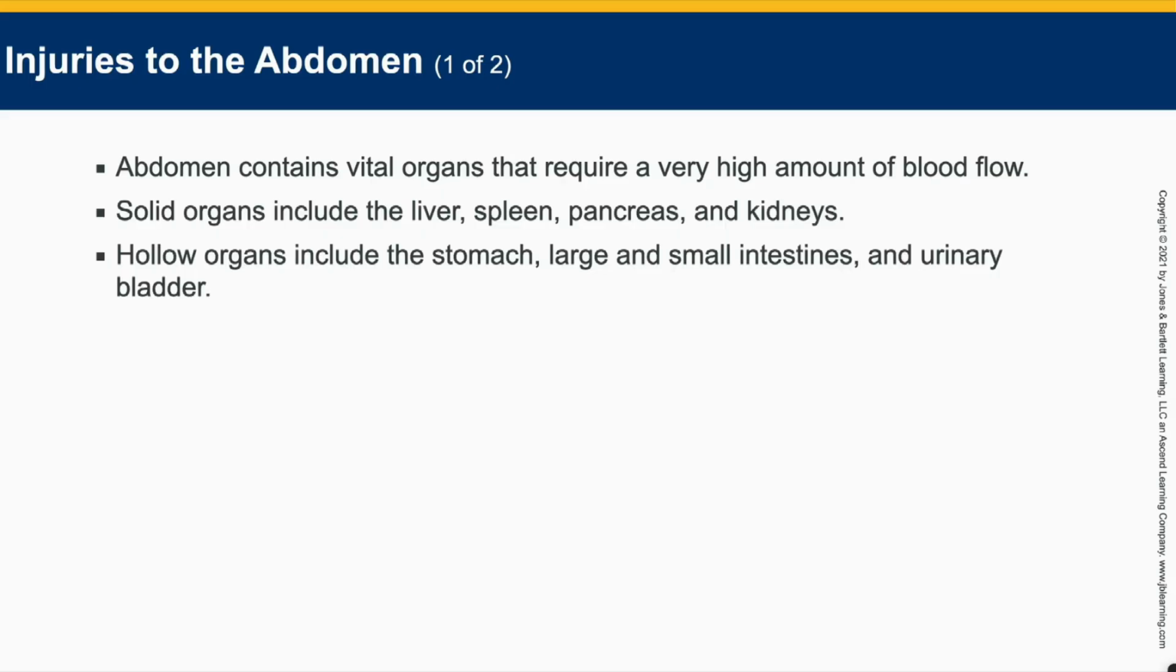Now, we divide those organs into categories. You have the solid organs like the liver, spleen, kidneys, and pancreas. These are especially important because when they're injured, they bleed a lot. Then you have your hollow organs like the stomach, intestines, and bladder. Injuries here can leak the contents, which can cause infection and other complications.